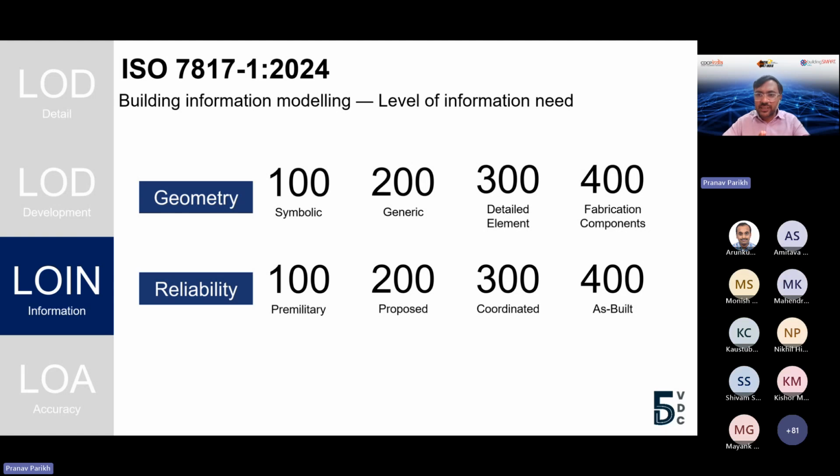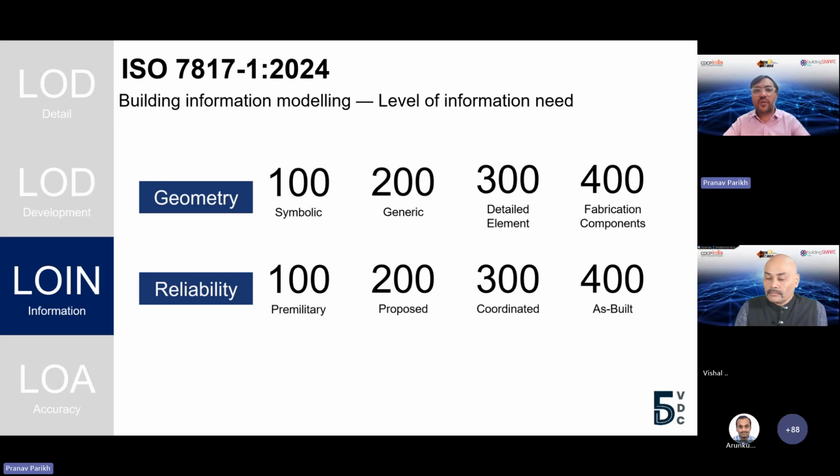So we are no longer saying that I'm talking about an LOD 300 model, but we are saying that at the DD end or at GFC, for each element, what is my geometry level of information required and what is my reliability level of information required. So is the geometry generic, detailed, or fabricated?